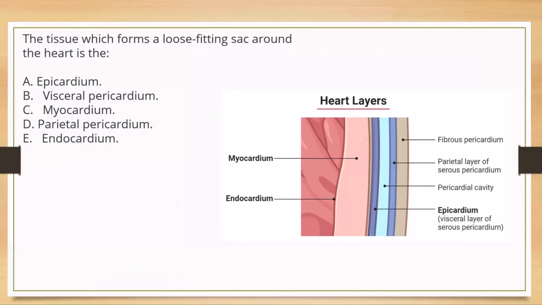So again, we have the endocardium, the myocardium, and then we have what? The epicardium. And of course, we have the pericardium. So when we talk about the loose fitting sac around the heart, we're actually referring to the pericardium, which is very fibrotic in nature, made up of a fibrous connective tissue. And again, this is also called what? The parietal pericardium. So your answer here is D, the parietal pericardium.